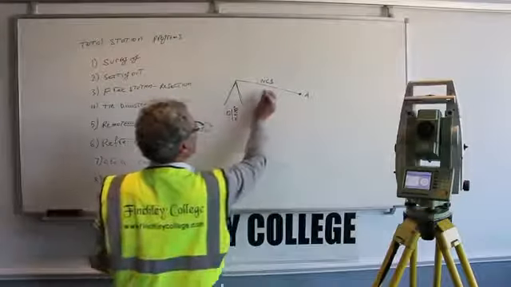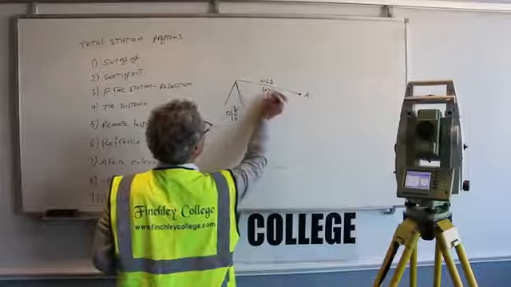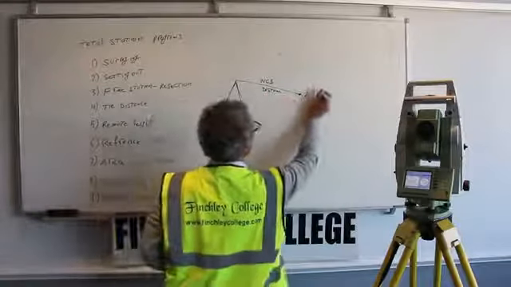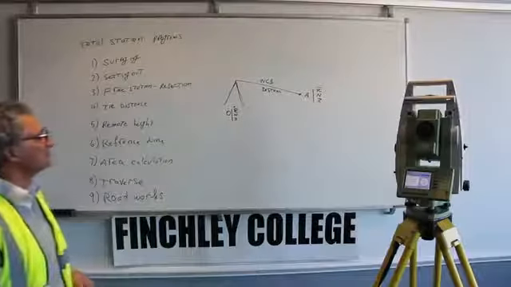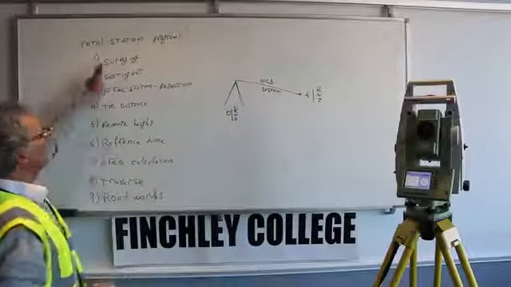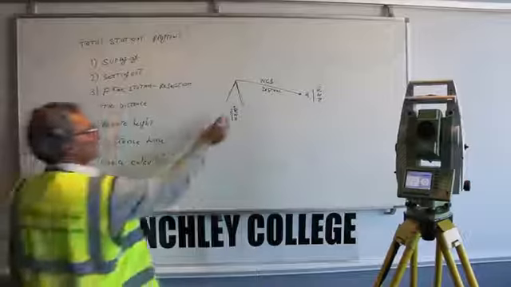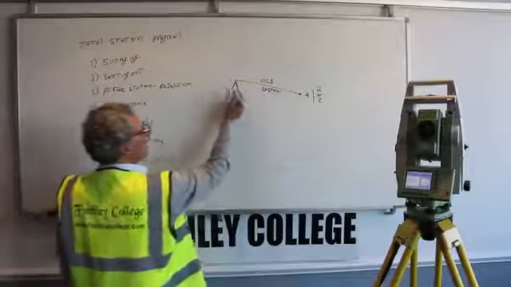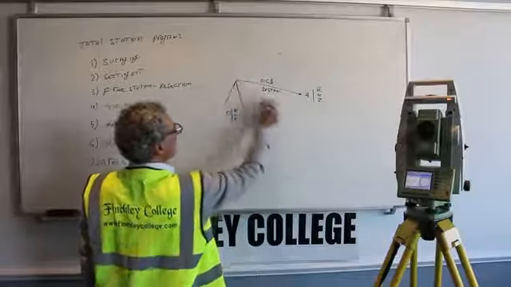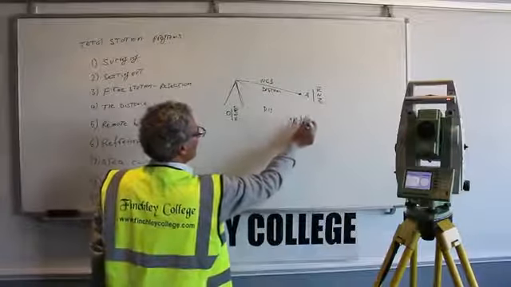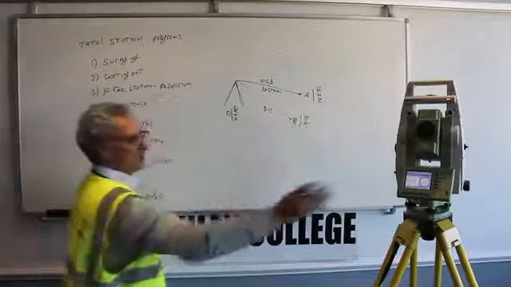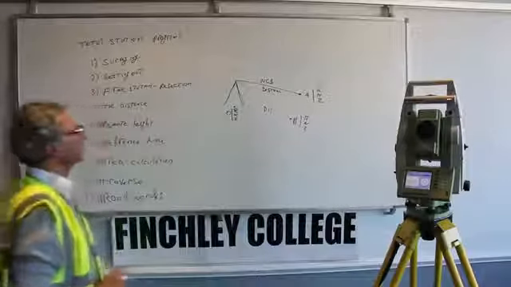It will measure the distance, and then it will display the coordinate of the point you're surveying. So that is as simple as that. You set up the instrument, you know its position, you sight to any point you want to survey, measure the distance, and it calculates the position and shows it on the screen.